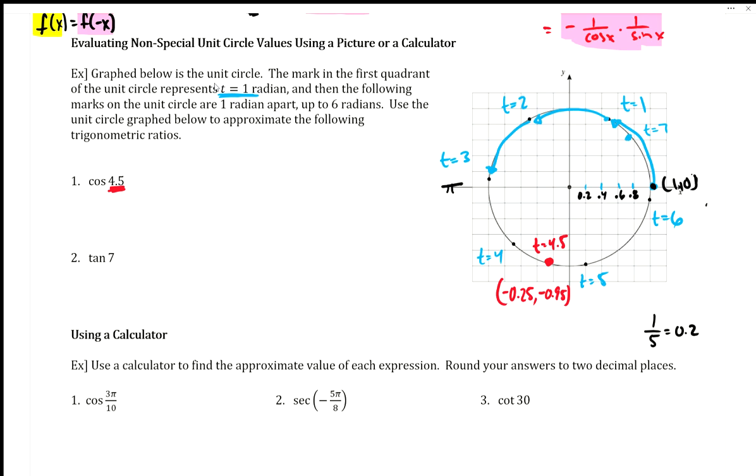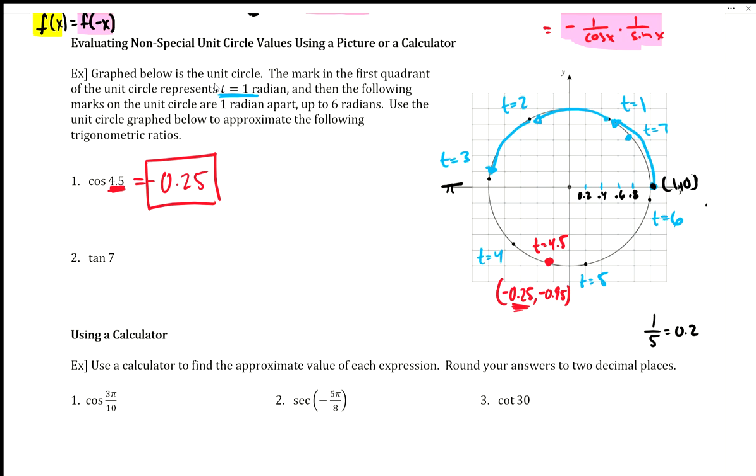Now I'm looking at my whole cosine function. So the cosine of 4.5, that's saying take your x value only. So this is about negative 0.25. Using this graph is how we found it, and this was a way that they might have done it without calculators.